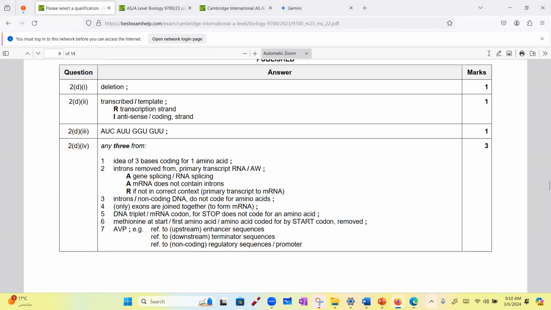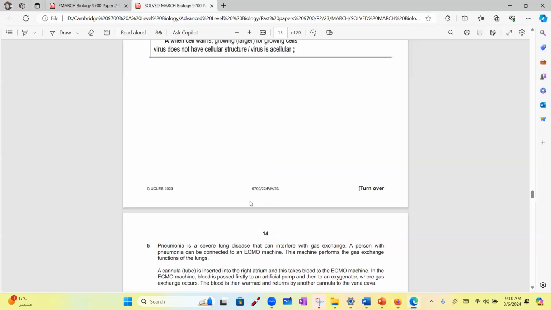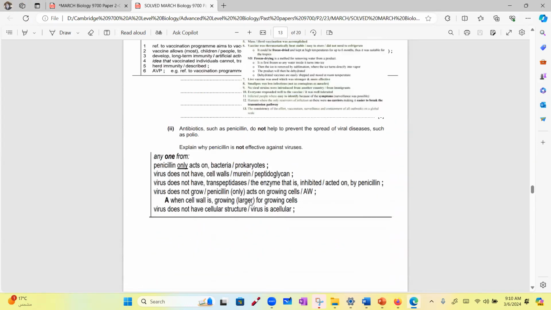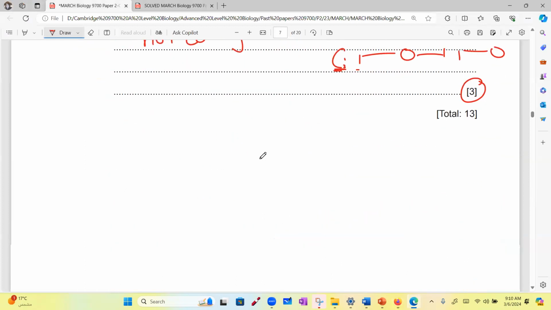Okay. Good. Can you be quiet or it's impossible? Now we finished this question. No, this is my solving. Okay.